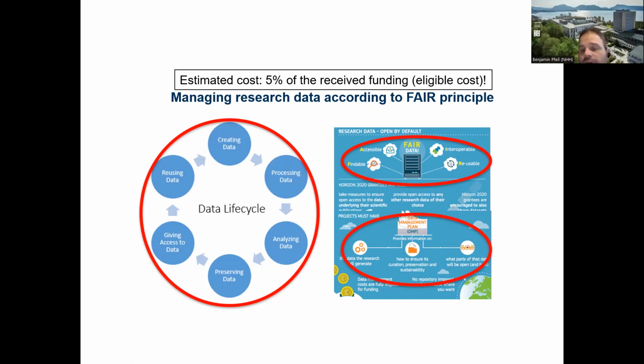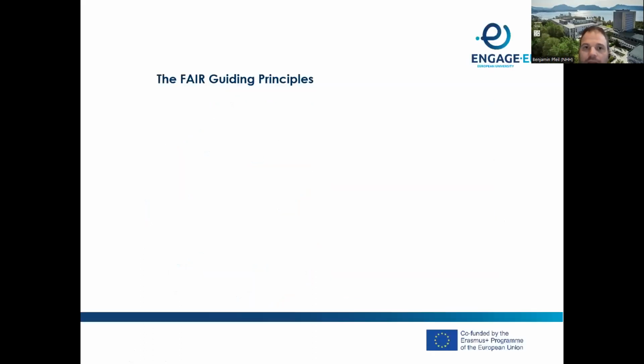Most of the research funding agencies have an estimated cost of 5% of the received funding, and it's actually an eligible cost as well for externally funded projects. That information is important to keep in mind, because in order to provide a DMP, to follow it up and to do everything, money is needed.